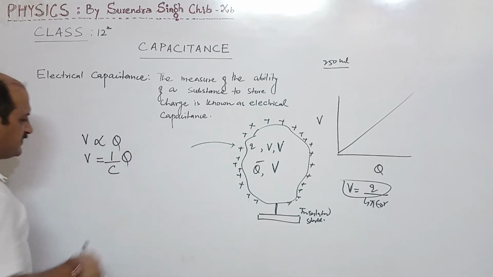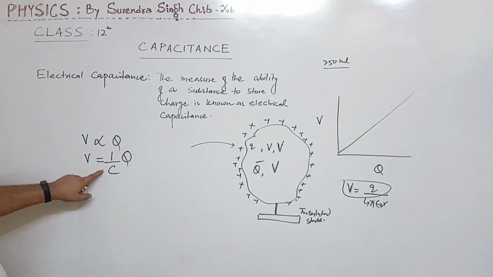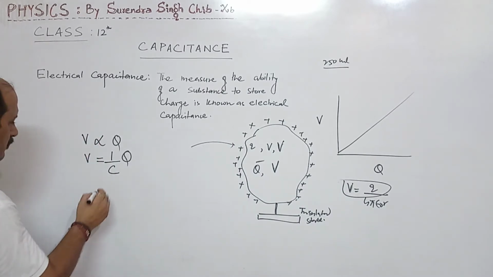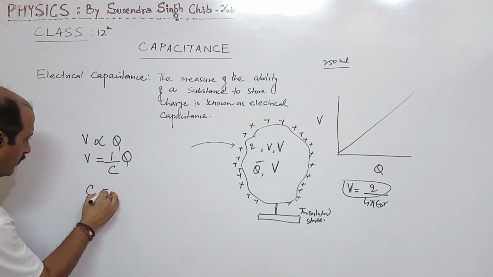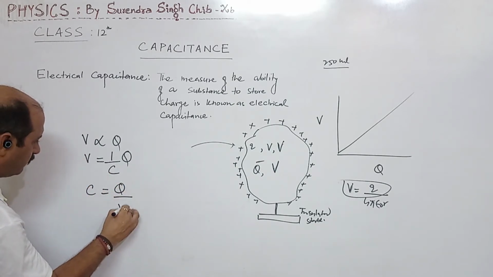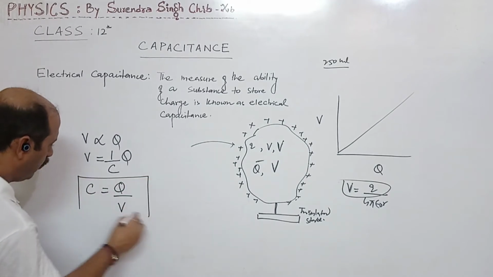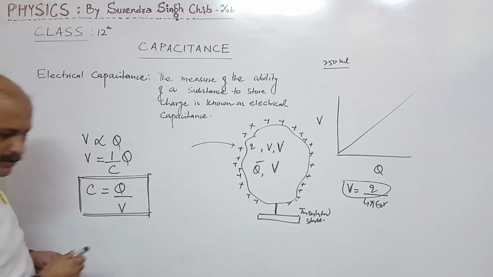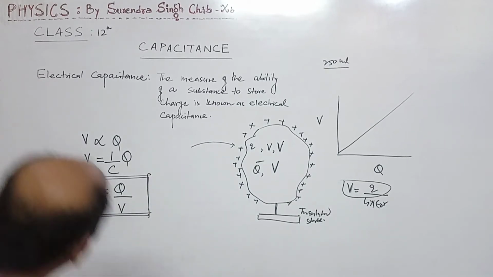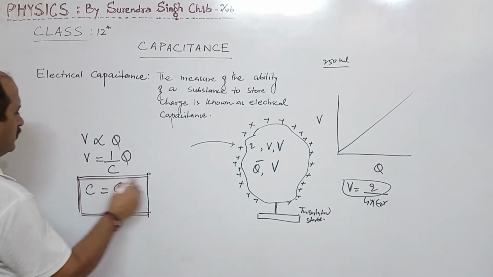1 upon C is the constant of proportionality. What is 1 upon C? I will tell you. So if we take C to the other side, it is Q upon V. This is a very, very important formula. Remember it in tips. C equals Q by V.